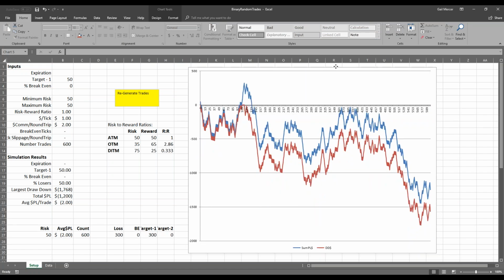Okay, so in this case, you can see that the 1-to-1 risk to reward ratio is underwater, okay? Now, the blue line is the profit and loss. The red line is what's considered a drawdown. Does everybody understand what a drawdown is?